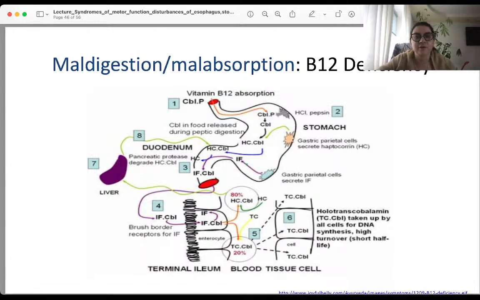Intrinsic factor affects digestion, and after that it affects absorption of vitamin B12. Abnormal digestion and absorption lead to a deficit in the blood, to abnormal erythropoiesis, and it can lead to anemia.